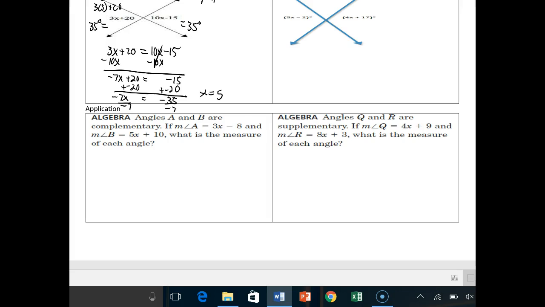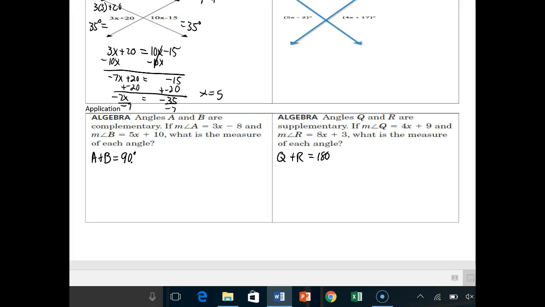All right, and this one's going to be our most difficult one with all the work that we need to show today. So let's pay very close attention. Angles A and B are complementary. So therefore A plus B have to equal 90 degrees. Notice the difference in this one. This is Q plus R. They're supplementary, so they have to equal 180. So back to this one.